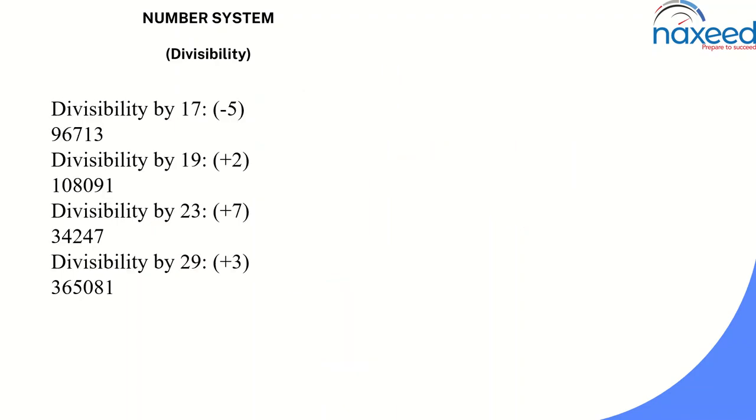Similarly, we have some other prime factors. For 17, minus 5, that means multiply the last digit by 5 and subtract it from the remaining number. For 19, plus 2. For 23, plus 7. For 29, plus 3. Plus indicates add and minus indicates subtract. The rest of the procedure is the same, my dears. Pause the video and check it for your confirmation.